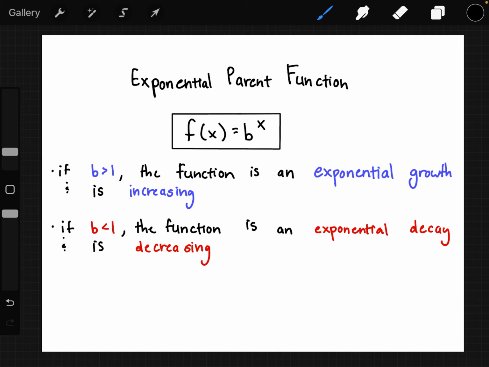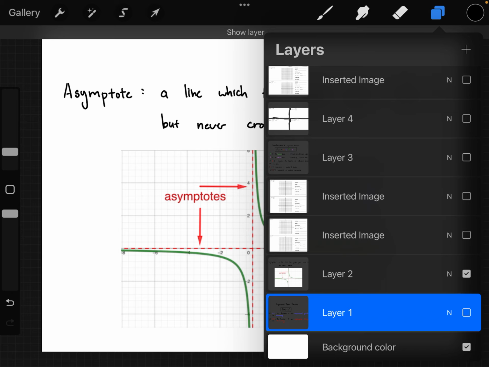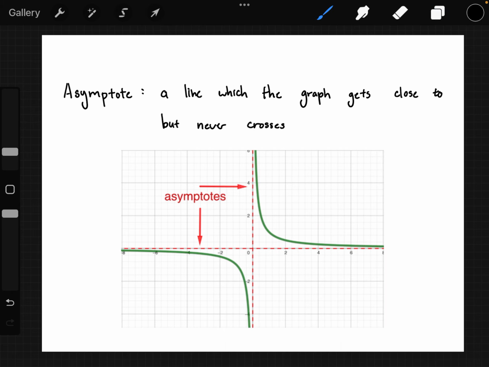So the exponential parent function looks like f of x equals b to the power of x. Now if b is greater than 1, then the function is exponential growth and is increasing. If b is less than 1, the function is an exponential decay and is decreasing.